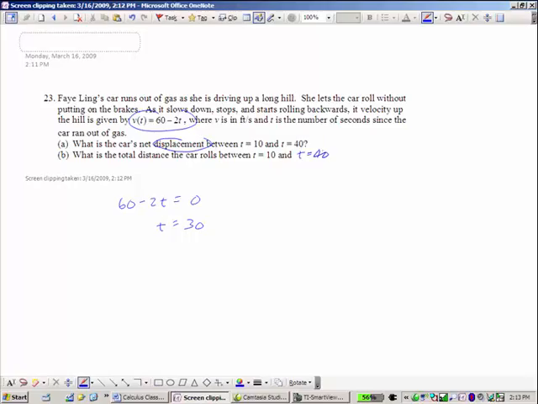Displacement, do I need to worry about making everything positive? No. So I can actually just do the integral from 10 to 40 of 60 minus 2t. All right, Zach, can you antidifferentiate for me? Just minus t squared. From 10 to 40. All right, so that's 2,400 minus 1,600.